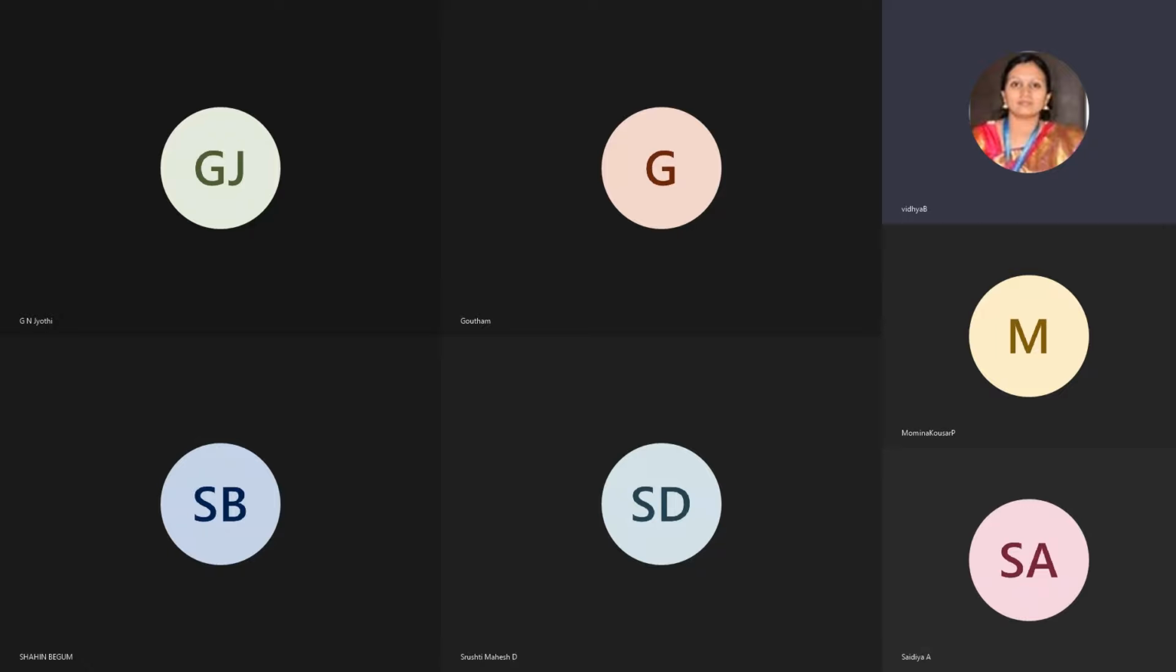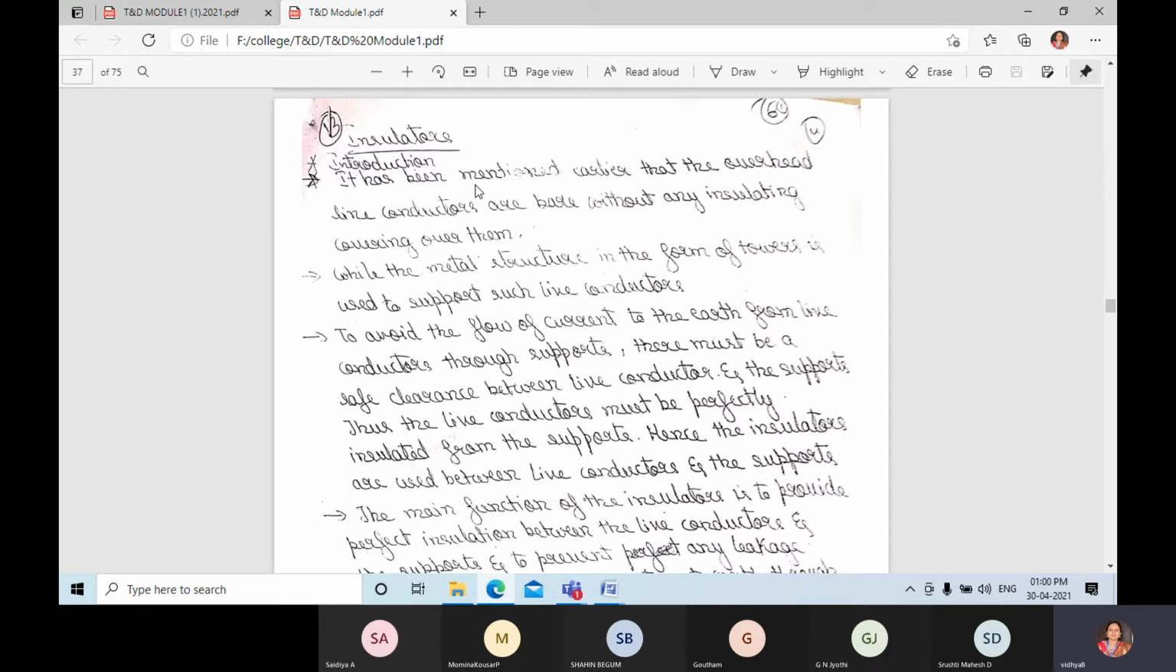Class, we have discussed vibration and dampers. Today we shall discuss the insulators.